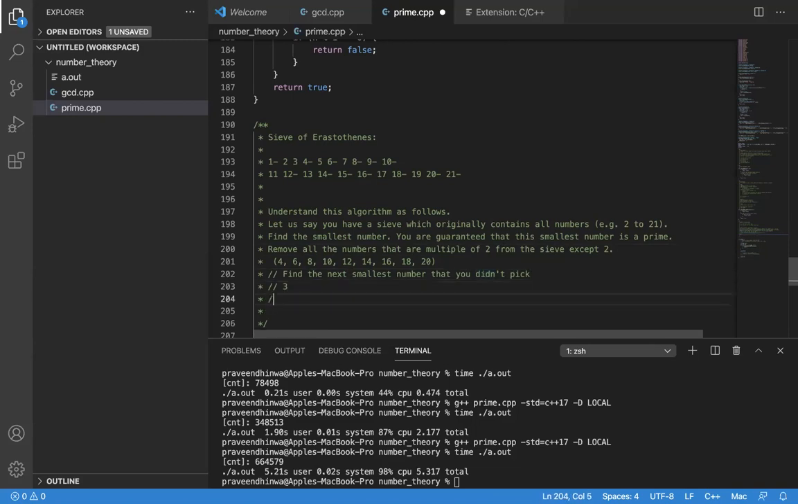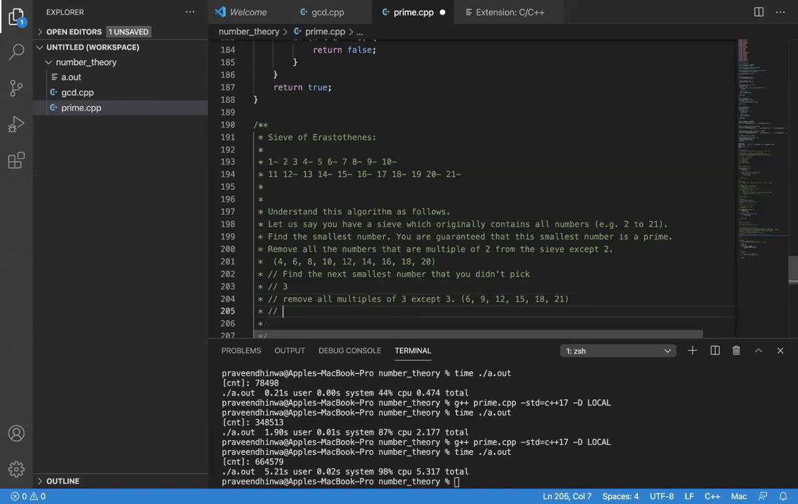So now you remove all the multiples of 3 from the sieve. Remove all the multiples of 3 except 3, which are 6, 9, 12, 15, 18 and 21. So you remove all these numbers.